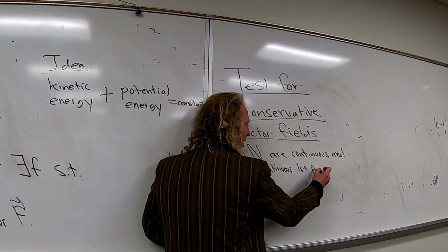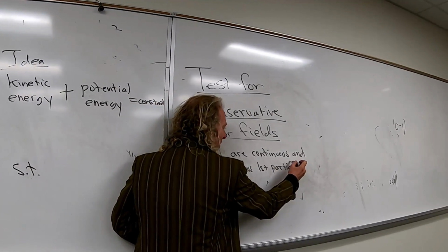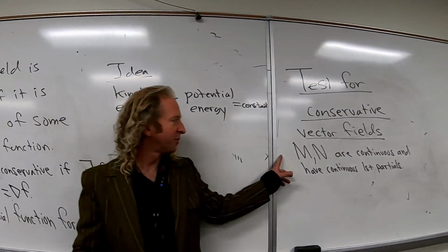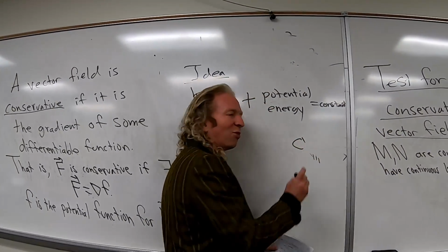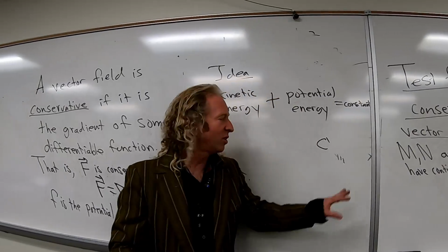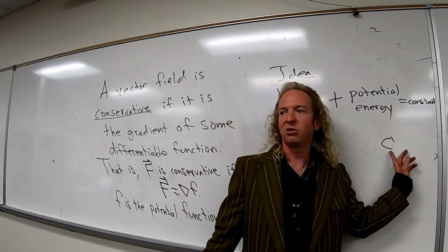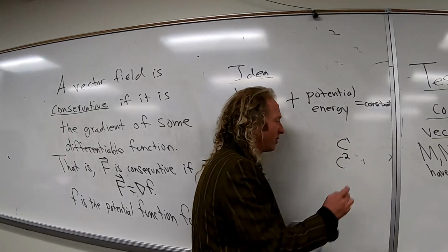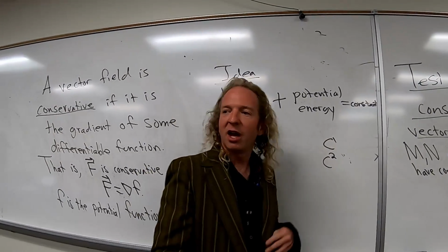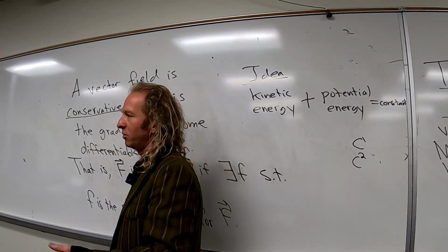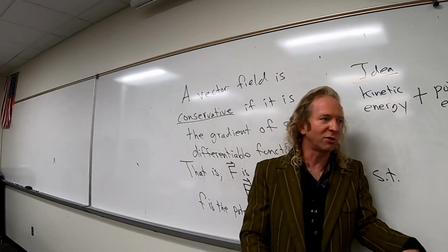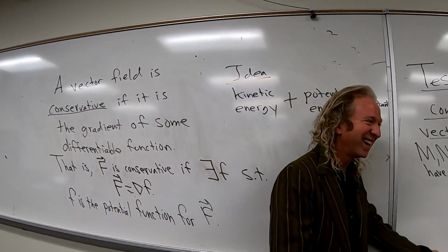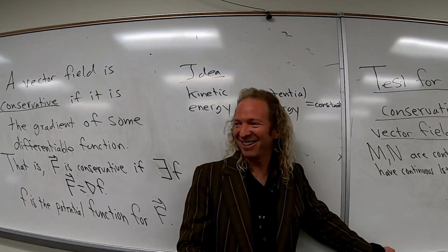First partials. I'm not sure if we talked about this in this class. There's C1 functions. C1 functions are functions that are continuous and their first partial derivatives are continuous. C2 functions are functions that are continuous and their second partial derivatives are continuous. And then C infinity means that all the partials are continuous. We talked about that? Yeah. Learning stuff.